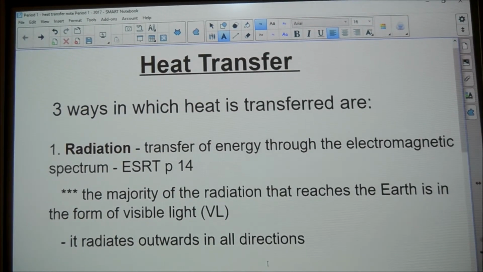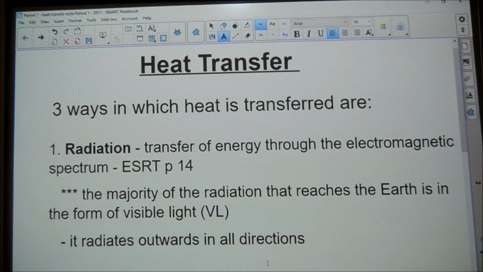So today we're going to talk about heat transfer, going over your heat transfer notes. There are 3 ways in which heat or energy is transferred. First one is radiation. This one, the energy is transferred through the electromagnetic spectrum. The electromagnetic spectrum is on your reference table, page 14.